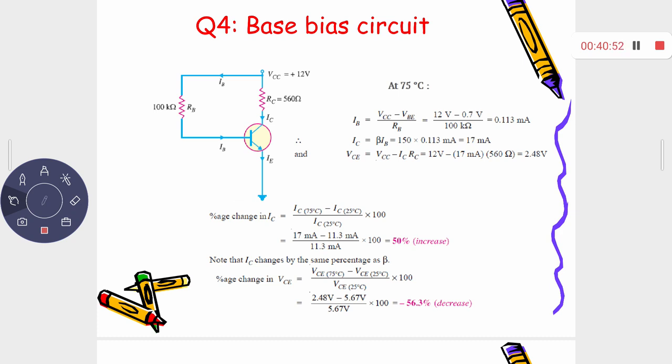Actually, if I consider the change in VBE with the increase in temperature, then it will be even more plausible. Why? Because if temperature increases, VBE will drop, say from 0.7 to 0.6 volt. Then IB will be larger, 0.113 milliampere. IC will be even larger. So that's why we just consider only one parameter. Let's change only because of temperature, only beta can change.